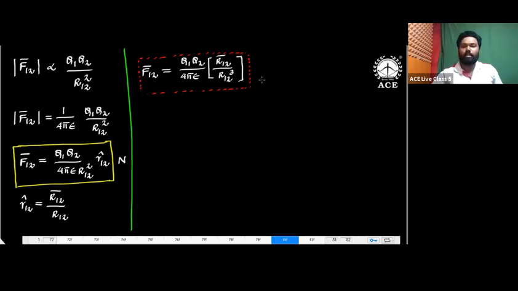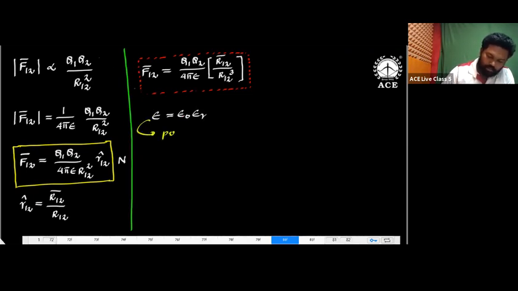Clear, beta? And what is this epsilon here? Epsilon here is equal to epsilon naught epsilon r. This is called permittivity. And what is this epsilon naught, beta? It is 1 by 36 pi into 10 to the power of 9 farad per meter. This is called absolute permittivity.